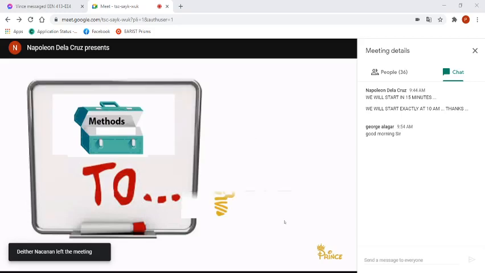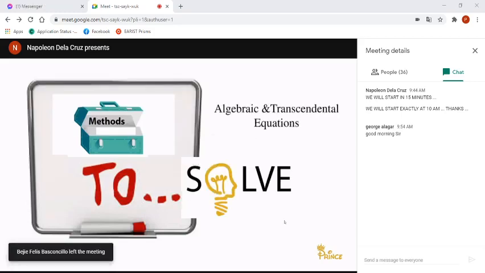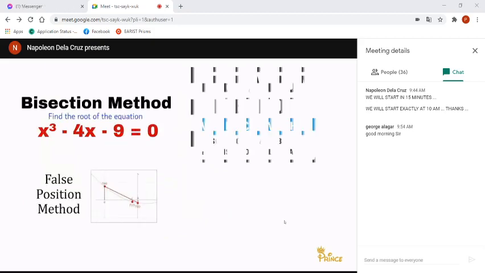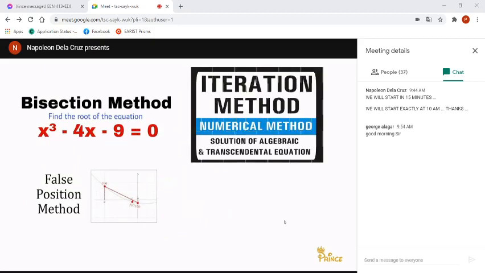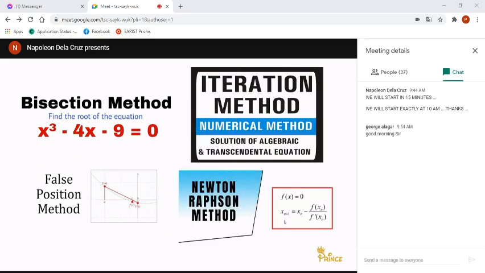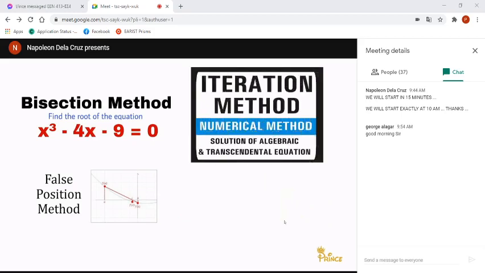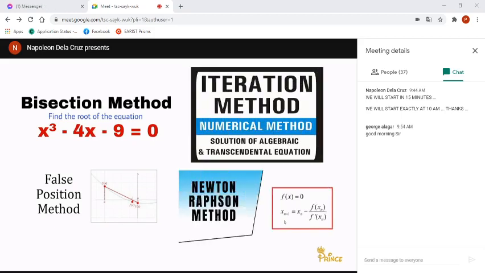Our topic is all about the methods to solve algebraic and transcendental equations. Last time we discussed the bisection method. Today we will be discussing the false position and also the iteration method. Next meeting, the Newton-Raphson method.